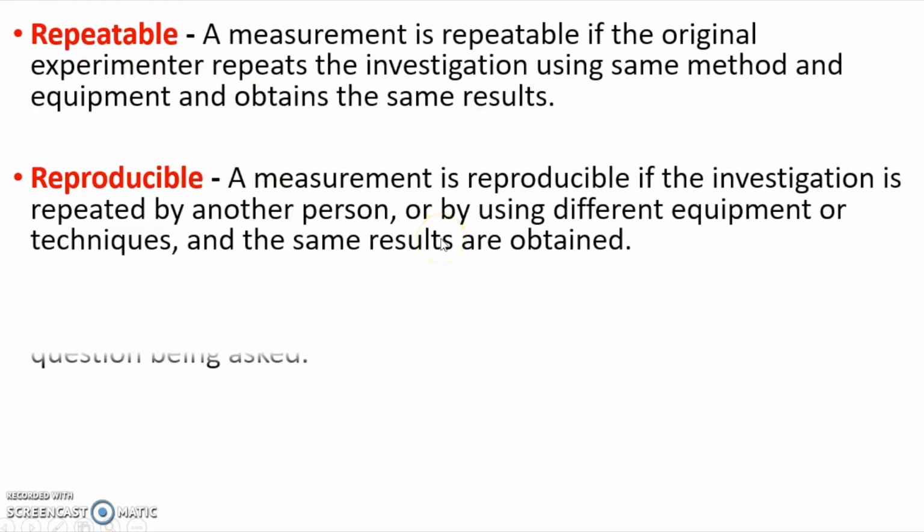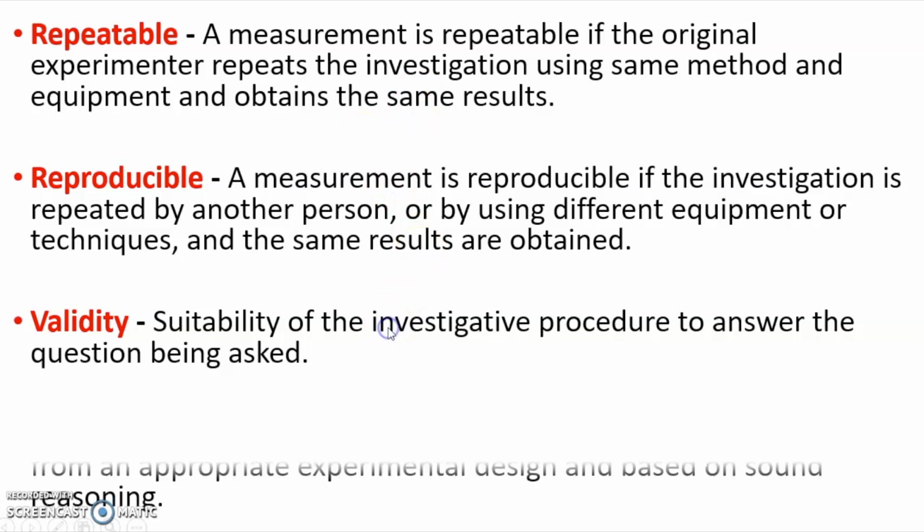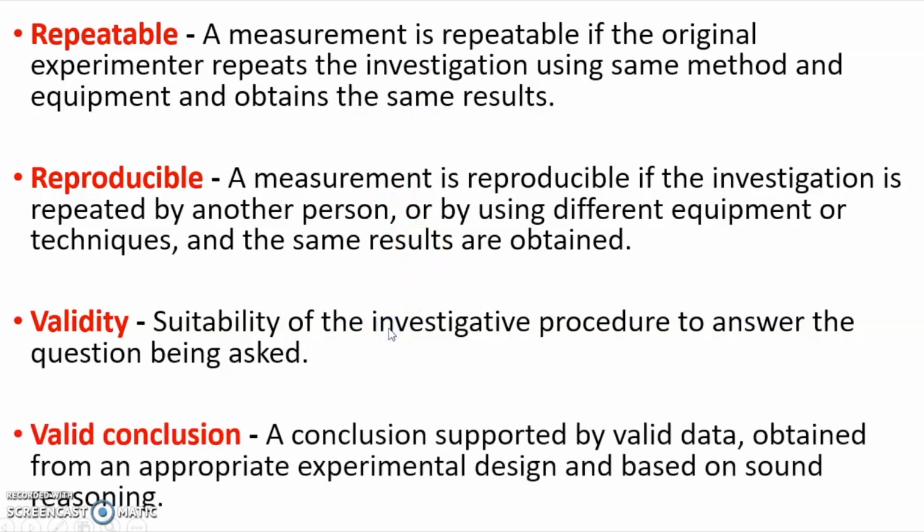Last two are valid. Okay, so validity. This is when the procedure is suitable to the actual investigation and the questions being asked. So, does your method actually link to your hypothesis? That's what you need to look at when you're asked about validity. And finally, a valid conclusion. A valid conclusion needs to be supported by valid data. This is obtained from an appropriate experimental design and based on sound reasoning, again, linking right back to your hypothesis.